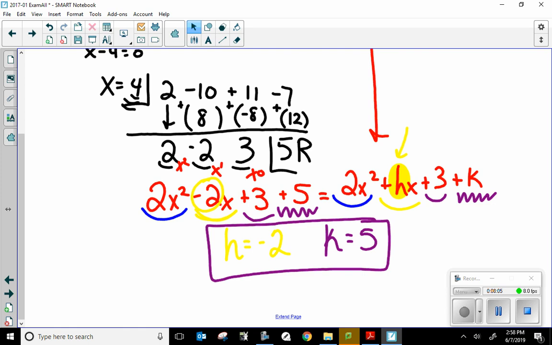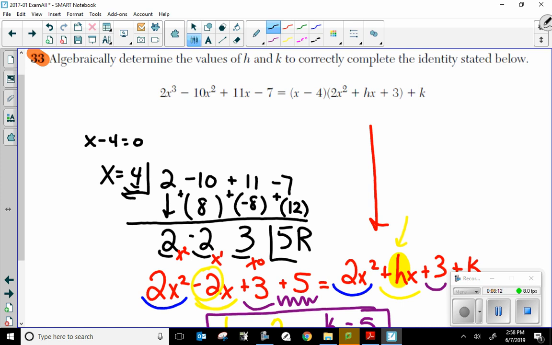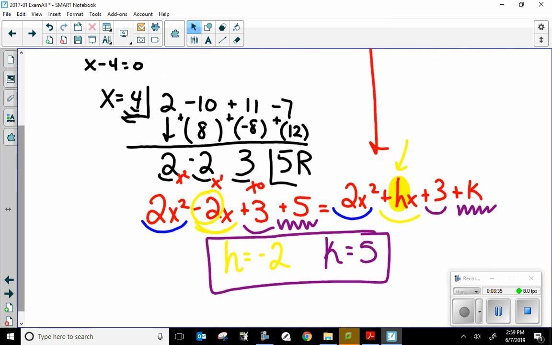I think they didn't expect this to work out this way. I think what they really wanted you to do was FOIL this x first, then distribute this negative 4 next. Then you have all these terms plus a k at the end, set equal to this, and then you match the terms up and figure it out that way. You absolutely can do it that way. But synthetic division, why not?